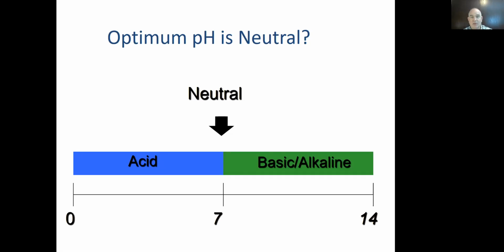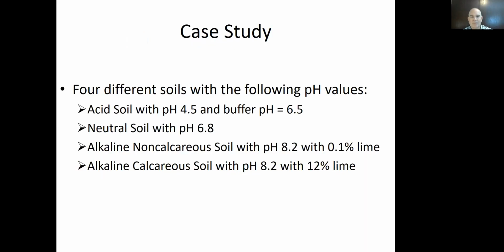Neutral is 7. Below that is acidic, and above it is alkaline or basic. We have 4 different soils here, kind of some case study. We've got an acid soil with a pH of 4.5, buffer pH of 6.5. I'll explain what that buffer pH is in a minute.